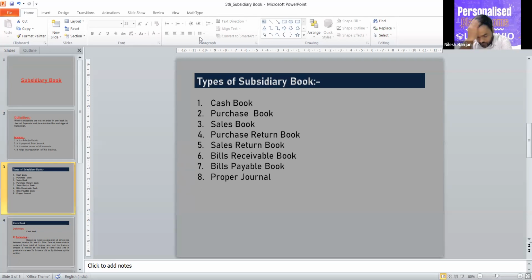It did not say credit or cash. You have to tell me the journal entry. Oh, okay, sir. Purchased furniture from Mohan. Mohan account.